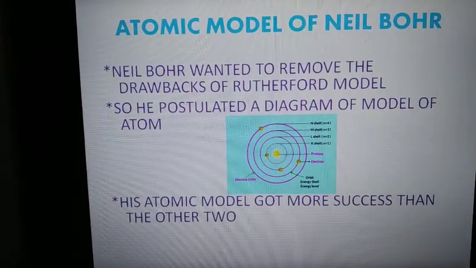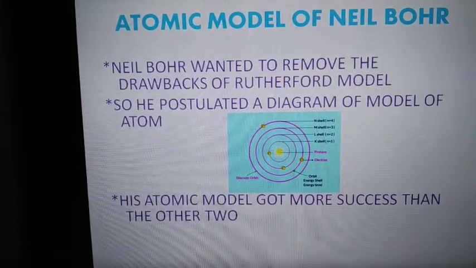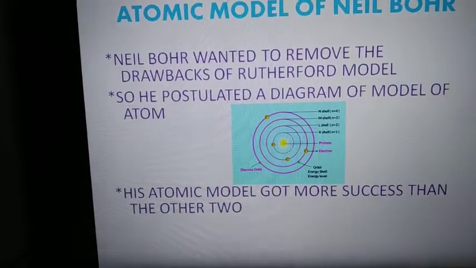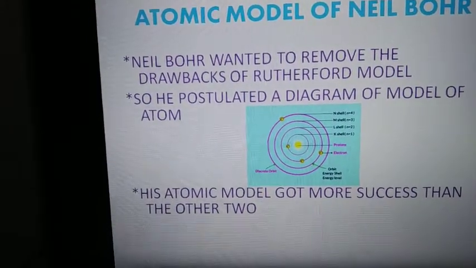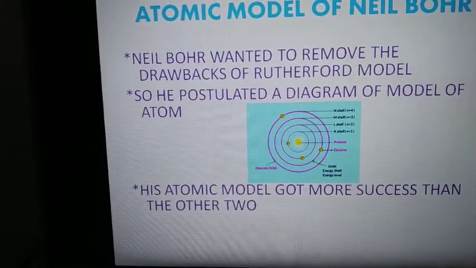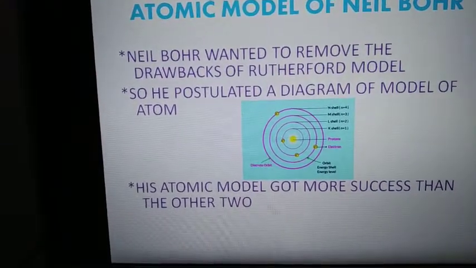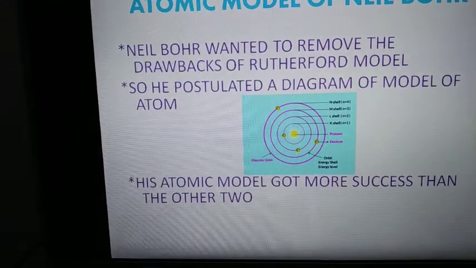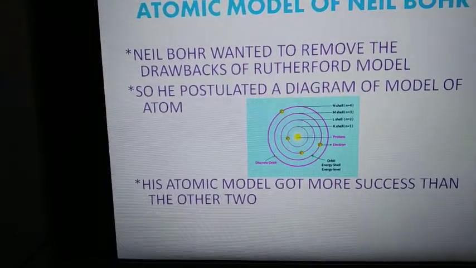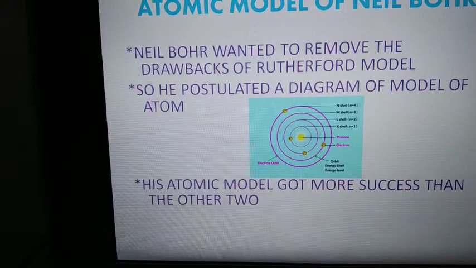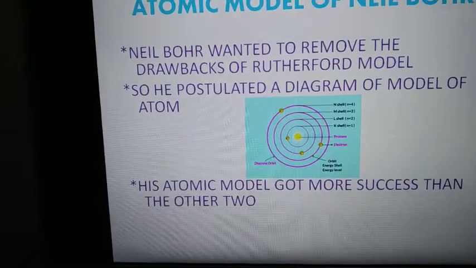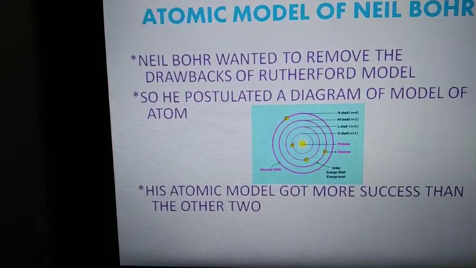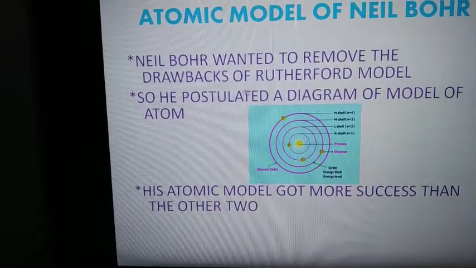Atomic model of Neil Bohr. Neil Bohr wanted to remove the drawbacks of the Rutherford model, because Rutherford's model was also a failure. He also said that protons and electrons will move, and at a particular stage the electrons will lose their charge and make the atom neutral. So he wanted to remove the drawbacks, and he postulated a model of the atom. See, this was the diagram.